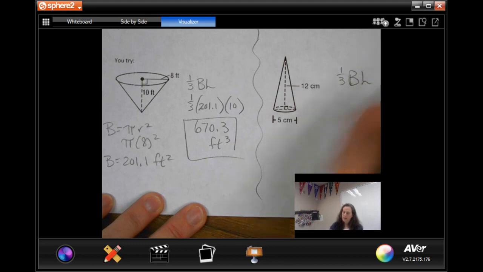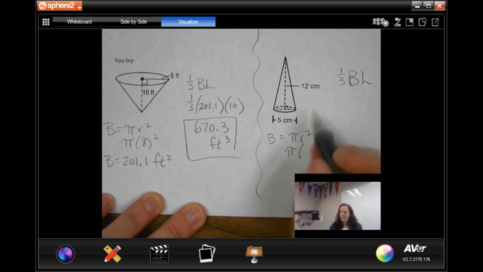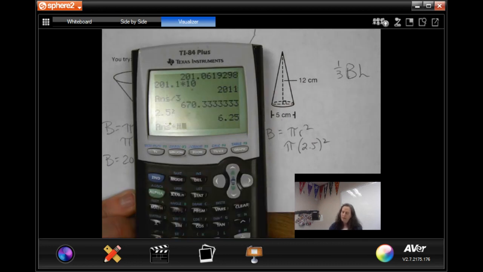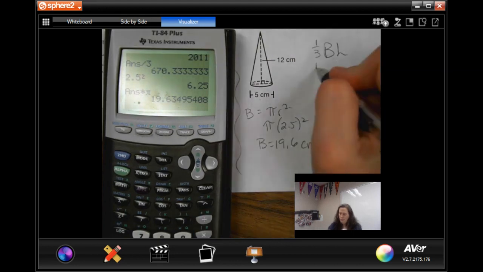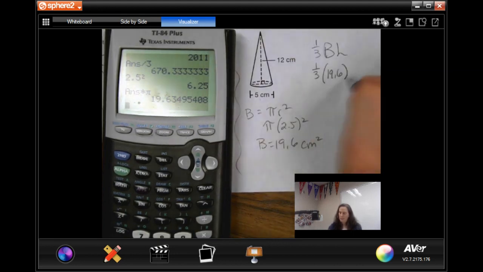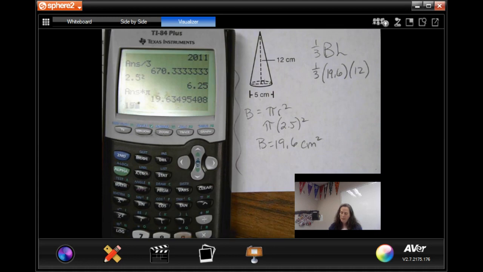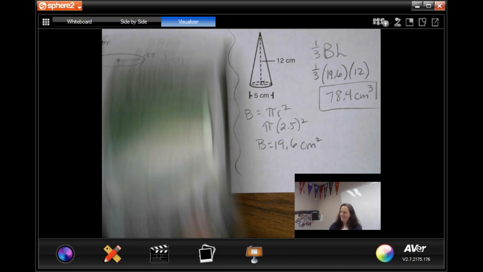1/3 base times height. What's the area of the base? Pi r squared. And our radius is not 5. It's half of that, 2.5 squared. 2.5 squared times pi is 19.6 centimeters squared. Okay, we're ready to put that in. 1/3, 19.6. And then, hey, they gave us the height again. Perfect. 19.6 times 12 divided by 3, 78.4 centimeters cubed. Done. That's what you got.